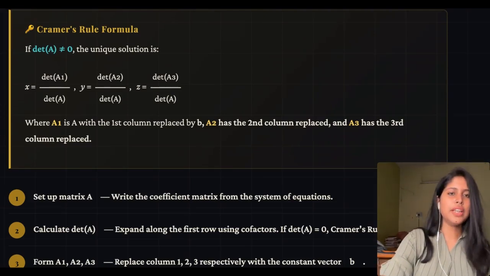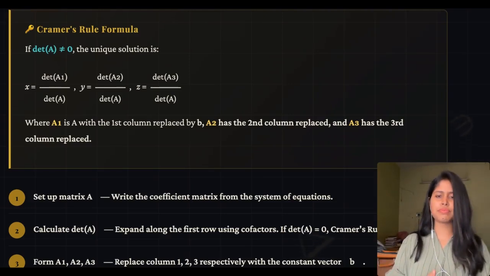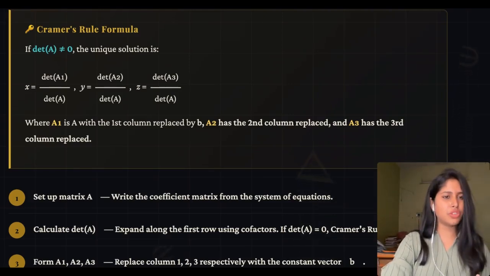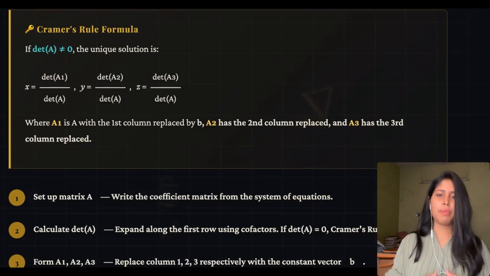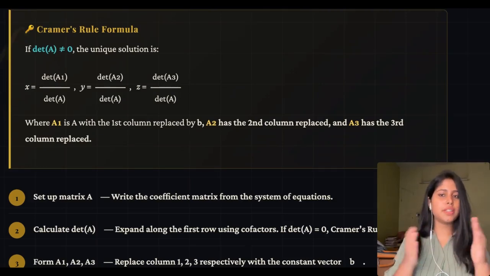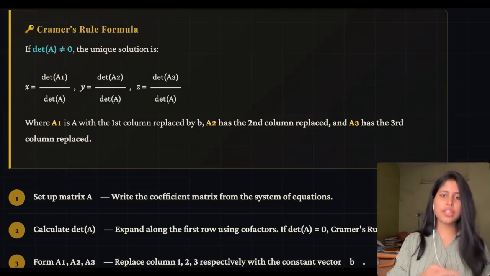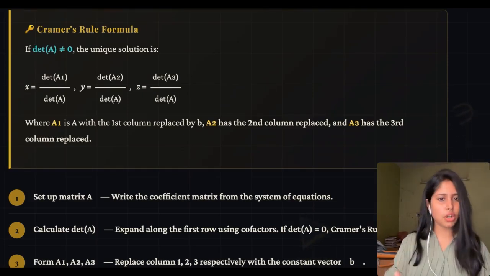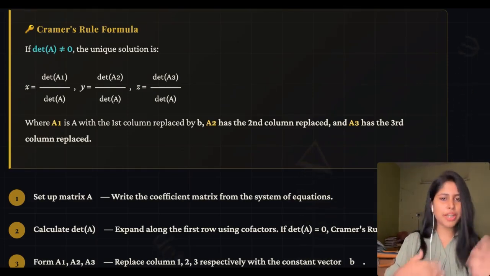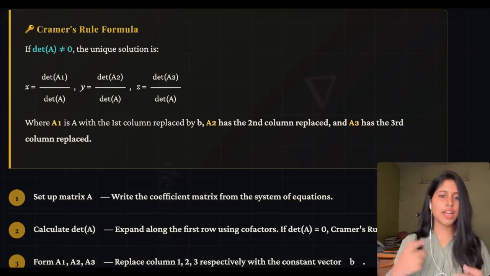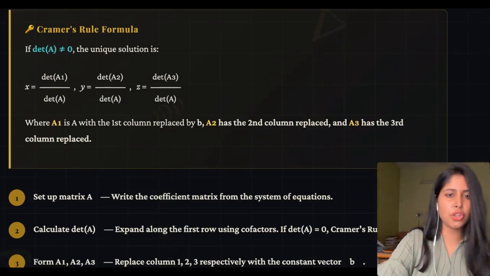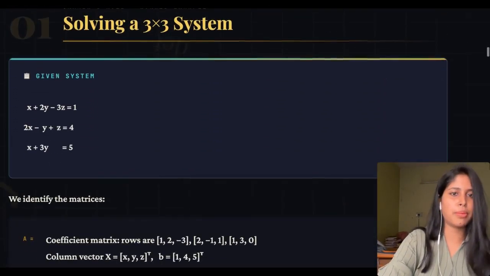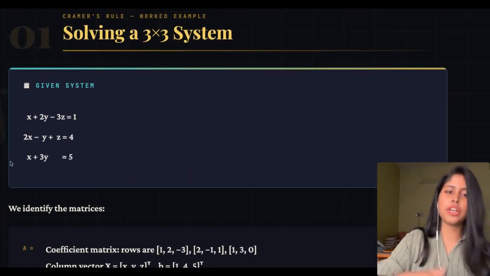Now what is the next step? A1 here is just the matrix A, but you replace the first column with B. For A2, it is again the matrix A, but you replace the second column with B. And A3 is again the matrix A, but you replace the third column with B. That is it. You're just swapping out columns one at a time. I will show you that with a real example. Here in this slide, you can see which example I'm going to solve.